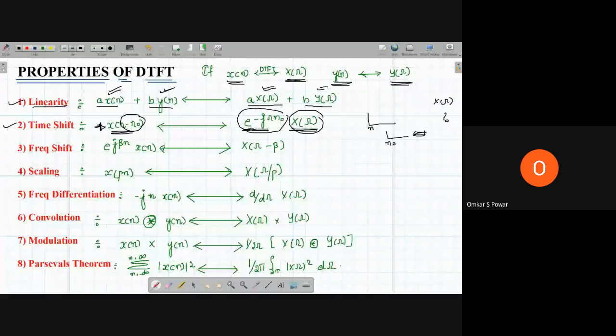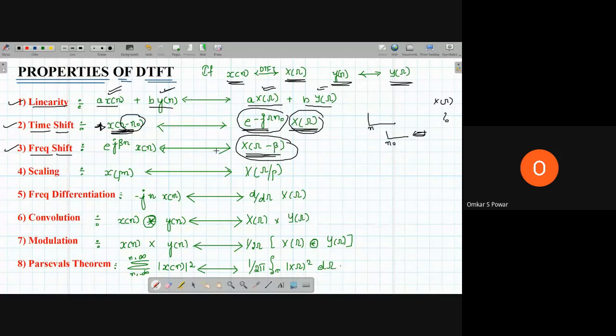Then frequency shifting. Understand the term. Now we have done time shifting, that is x of n minus n naught. In frequency shifting, we will have a shift in frequency. So correspondingly, what happens in the time domain if you shift in frequency? Like that you understand the things and learn. So X of omega minus beta corresponds to x of n e power j beta n. If you shift by a factor of beta, you have to multiply by the exponential e power j beta n in your time domain signal.